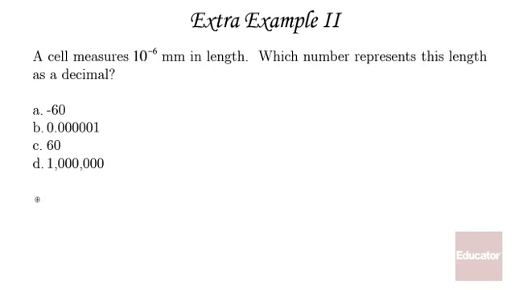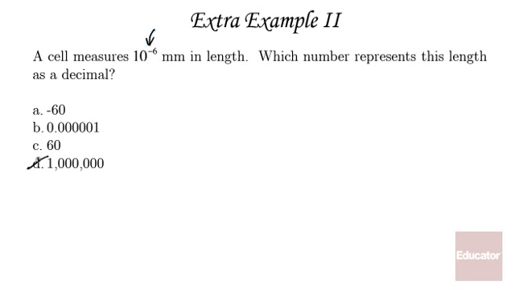A cell measures 10 to the negative 6 millimeters in length. Which number represents this length as a decimal? Well, we know it's a cell, so it's going to be something very tiny, and it's going to be to the negative 6th power. That means how many times I'm moving the decimal, not multiplying by the front.